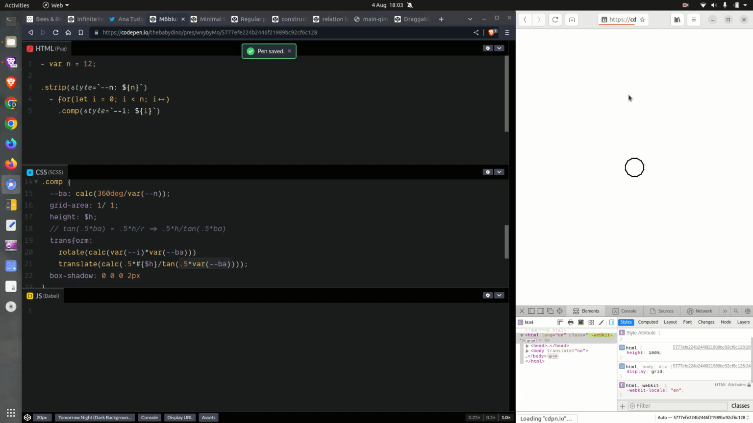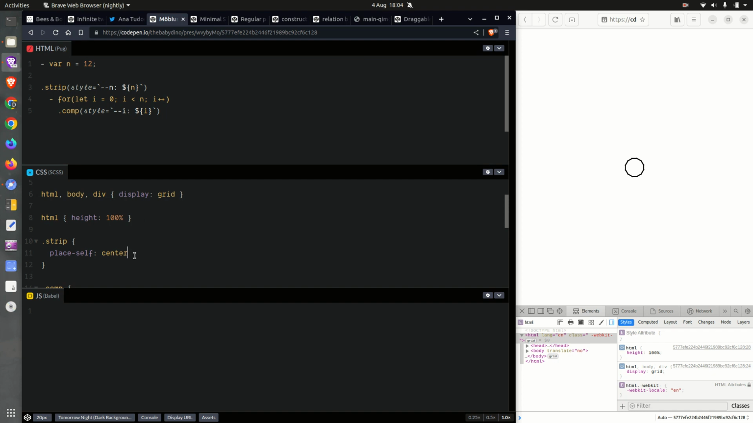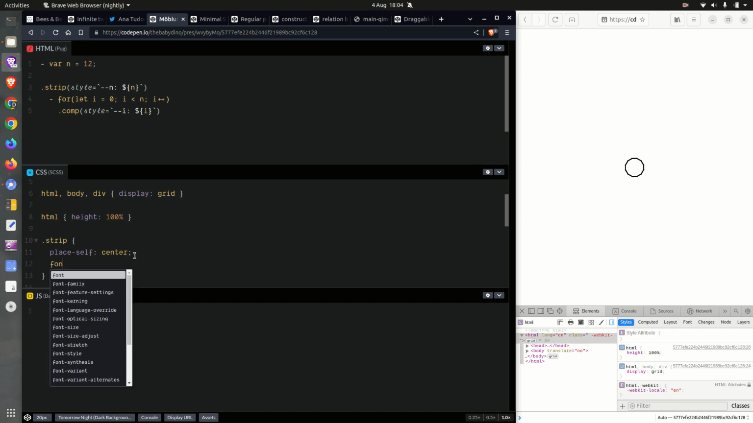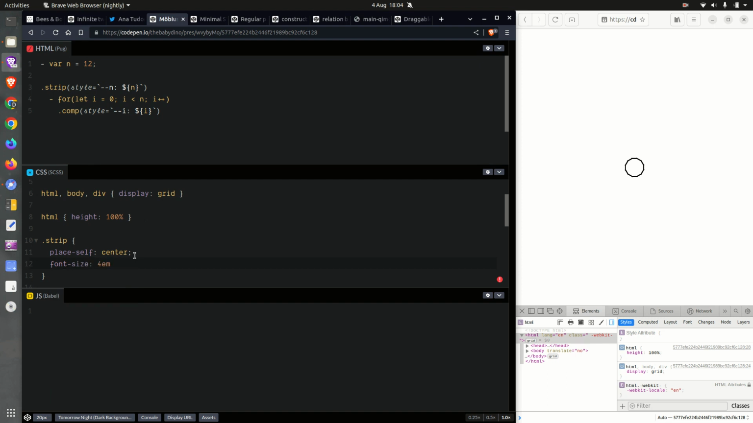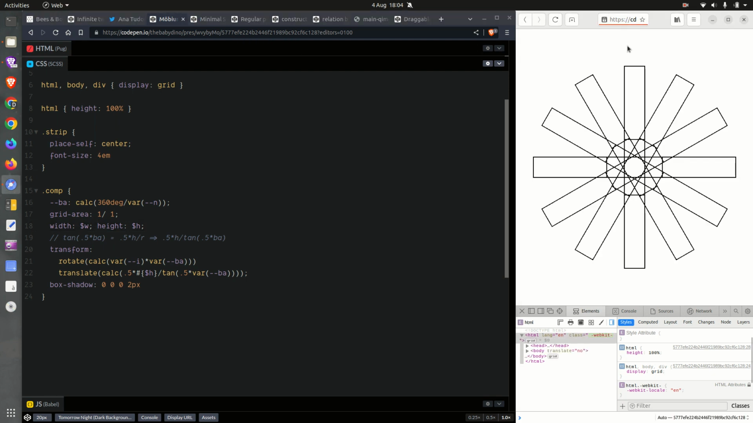So now you're going to see it better if we just set the font size to zero. This should do it. Okay, and now let's actually give this a width as well. And it's going to start looking messy. Okay, this doesn't seem to make sense anymore.